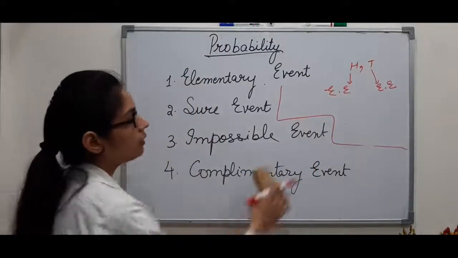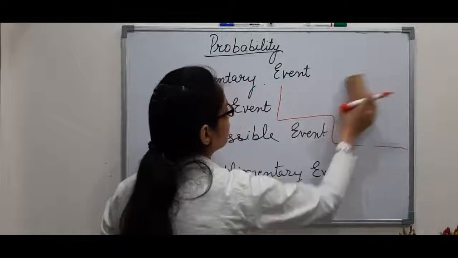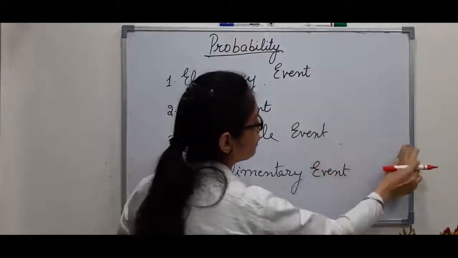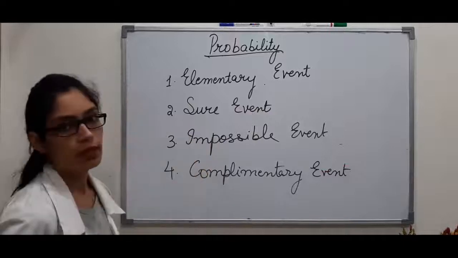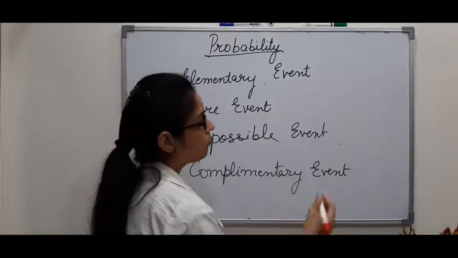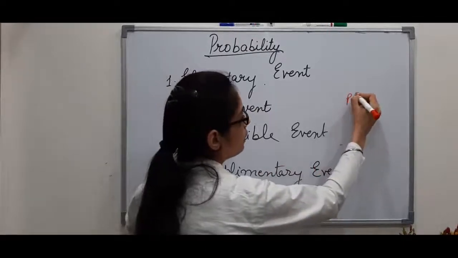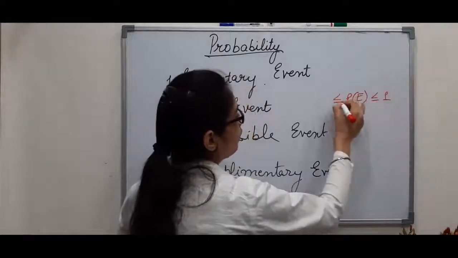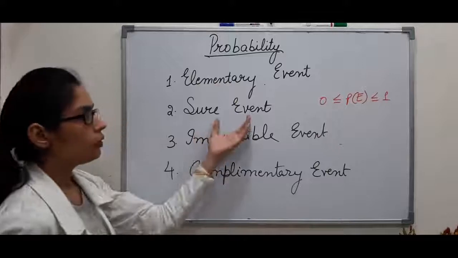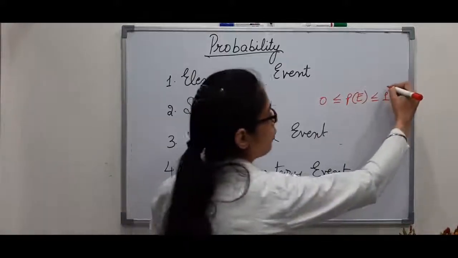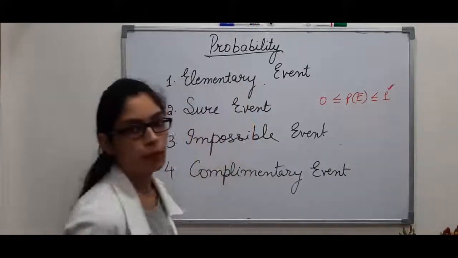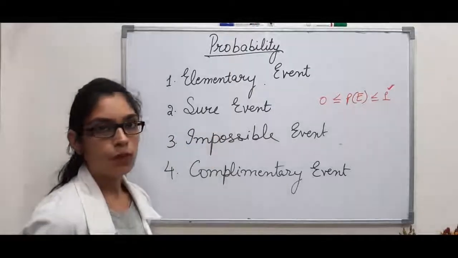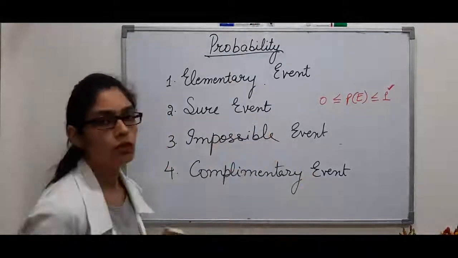Now let's move towards the next type of event or next term, which is sure event. So just now we have studied that the probability of an event will lie between 0 and 1. So sure event means when your probability is equal to 1. When the probability is equal to 1, that event is a sure event.